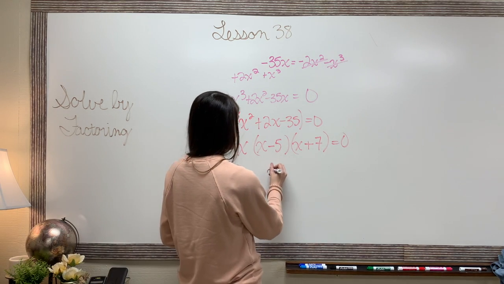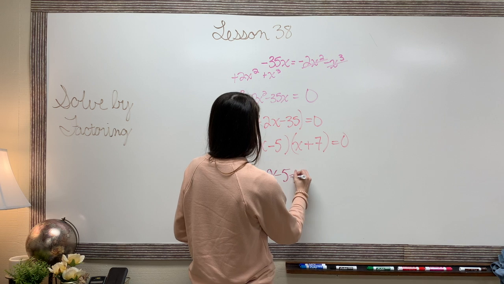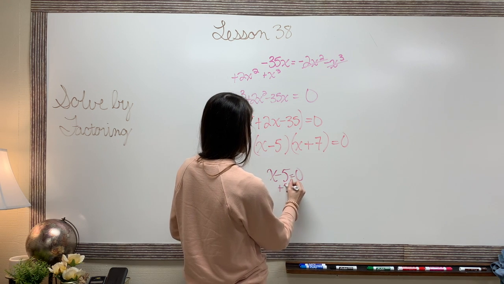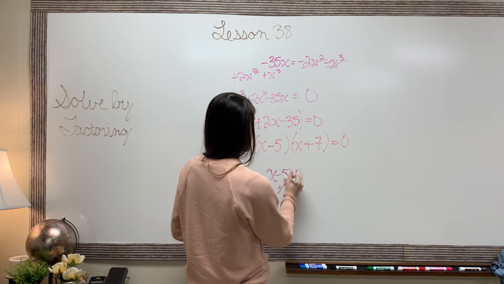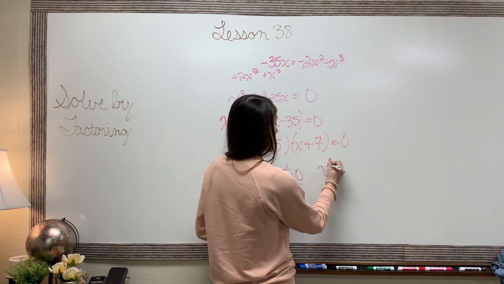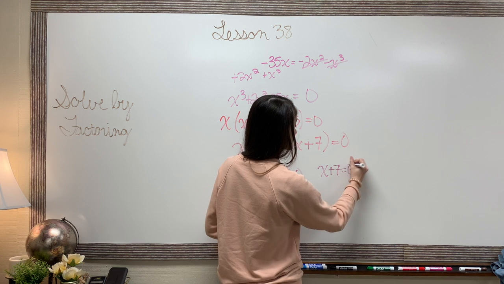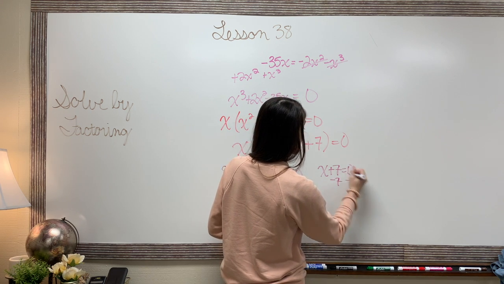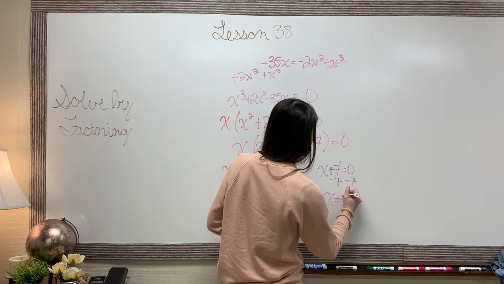And then in the second one, we have x minus 5 equals 0. We're going to add 5 to both sides. So that's gone, and x equals positive 5. Last one, x plus 7 equals 0. We're going to subtract 7 from both sides. So x equals negative 7.